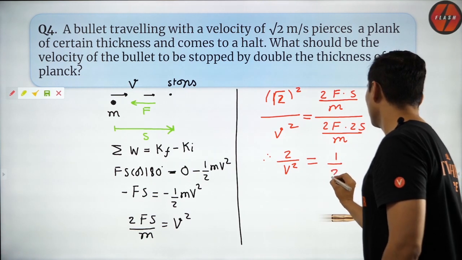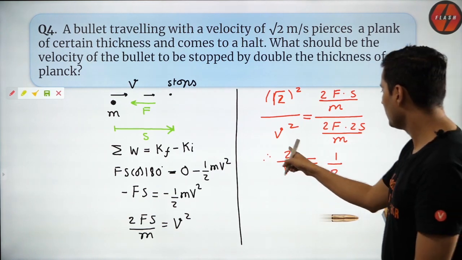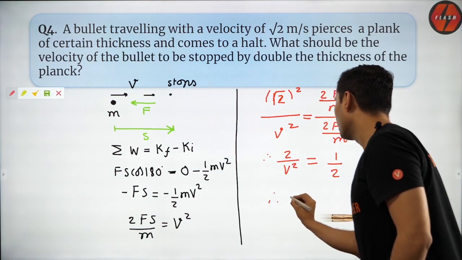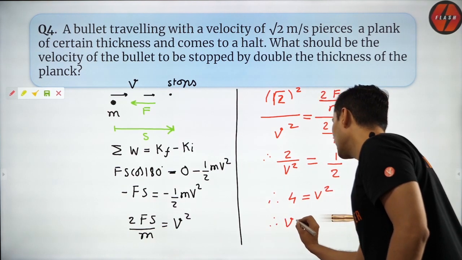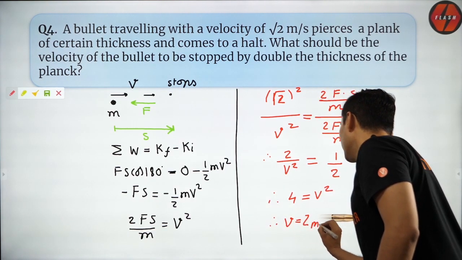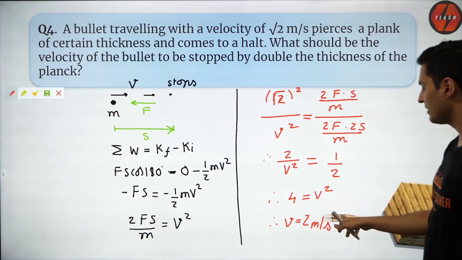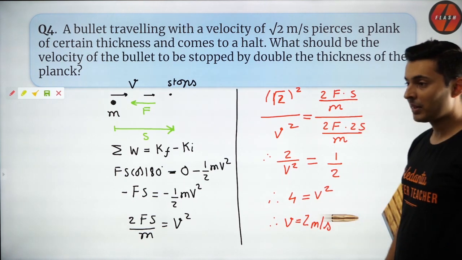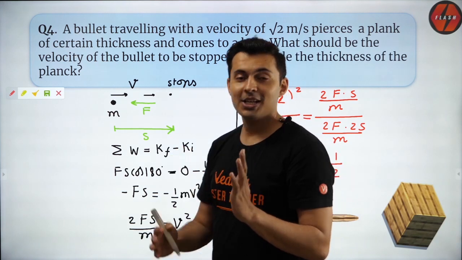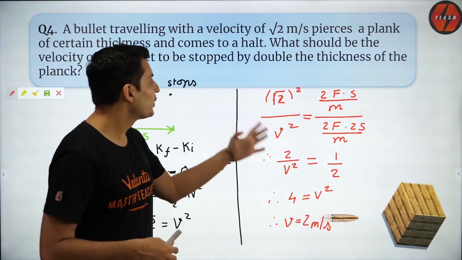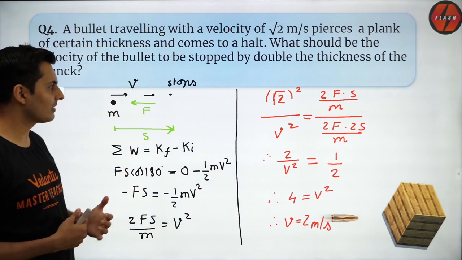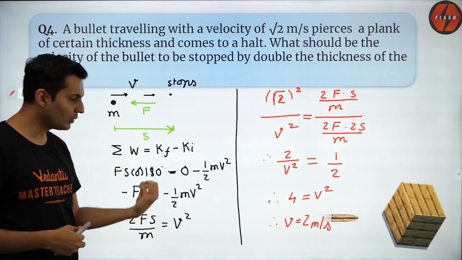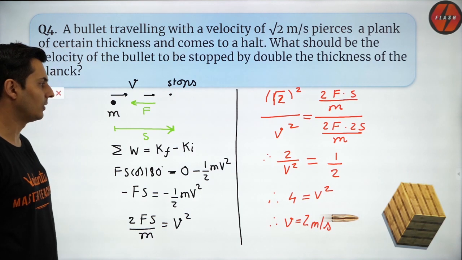So there is just 1 2 downstairs, so that 2 goes upstairs, it will become 4 is equal to v square, therefore v is equal to 2 meters per second. That's the speed of the bullet second time. So if you double the thickness, the speed has to be increased only root 2 times as compared to the previous speed. Very interesting problem, and how we have solved it using work kinetic energy theorem.